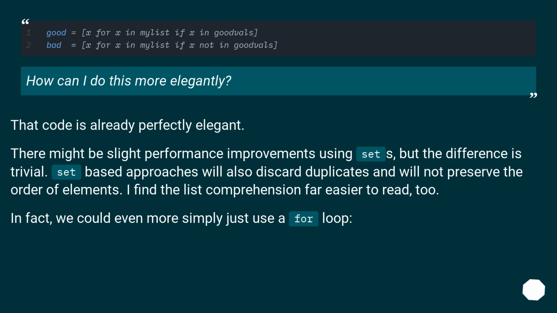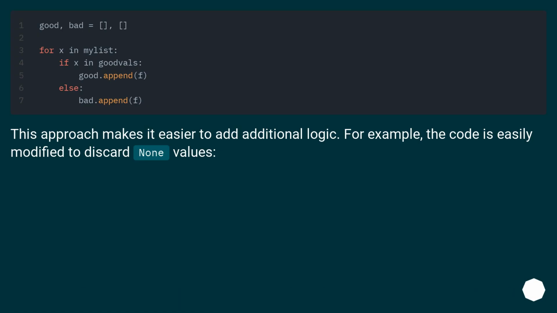In fact, we could even more simply just use a for loop. This approach makes it easier to add additional logic. For example, the code is easily modified to discard None values.